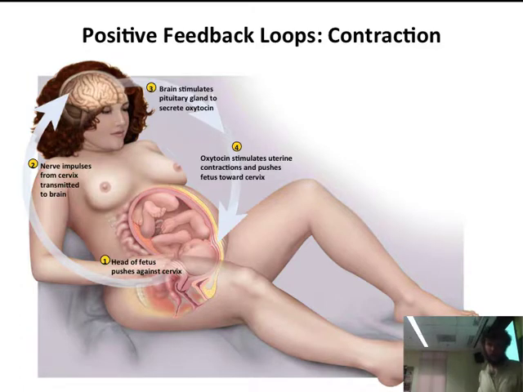Here's an example of contraction. The pressure on the cervix from the head of the infant causes a contraction, which causes more pressure on the cervix, which causes more contraction. Positive feedback system.